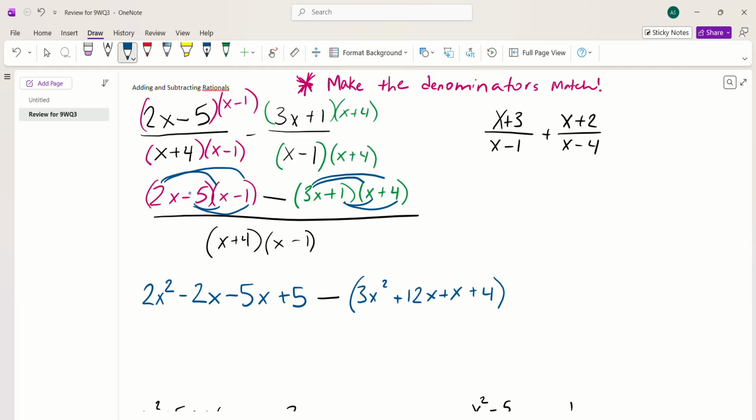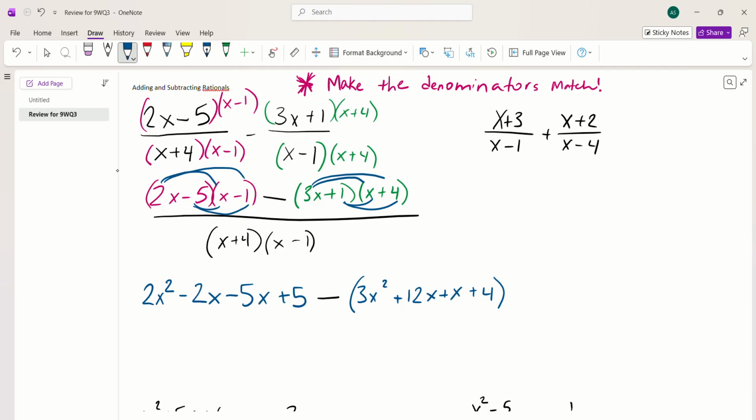Okay, now, very important, especially when you have subtraction right here. You must include parentheses around this right here, because this minus sign is telling you that you're subtracting everything behind it, all of this. So if I don't include these parentheses, then I wouldn't know that I would have to distribute this minus sign later. So very, very important, include these parentheses, don't forget them.